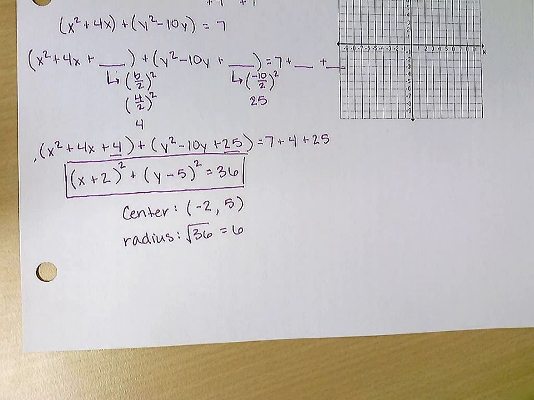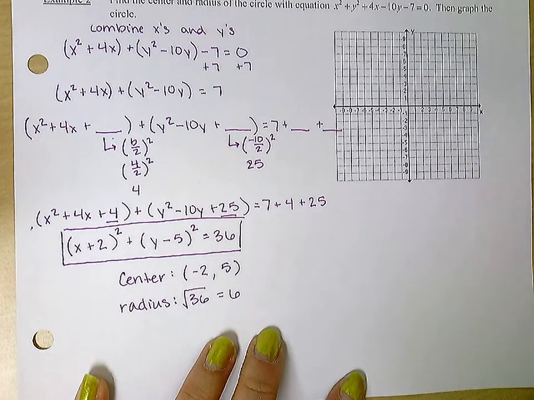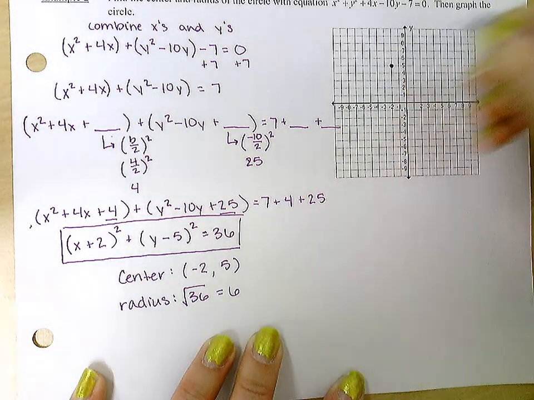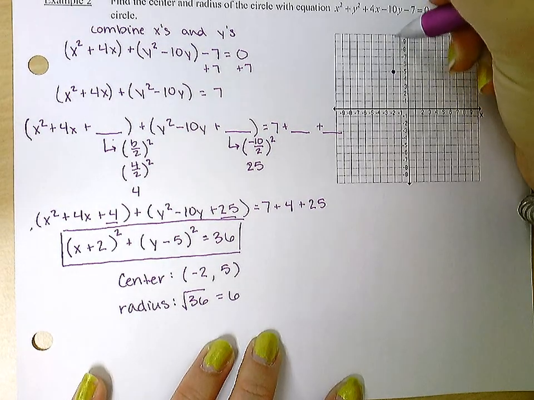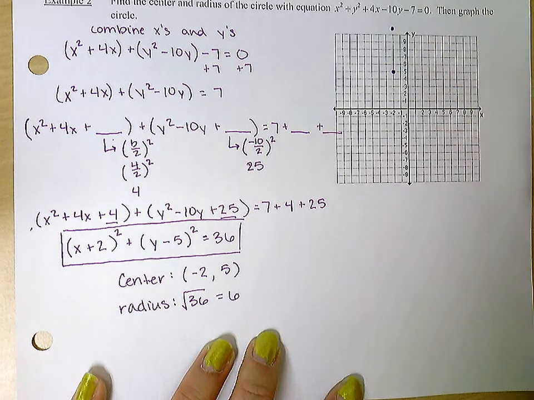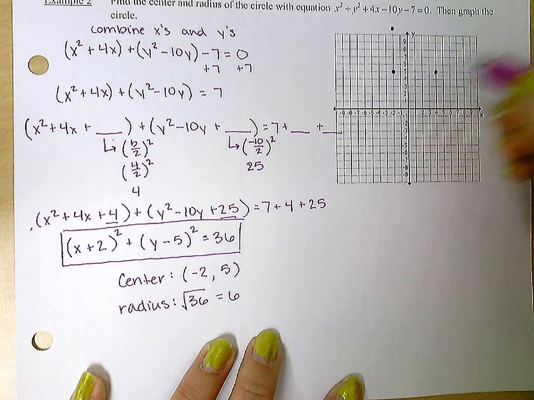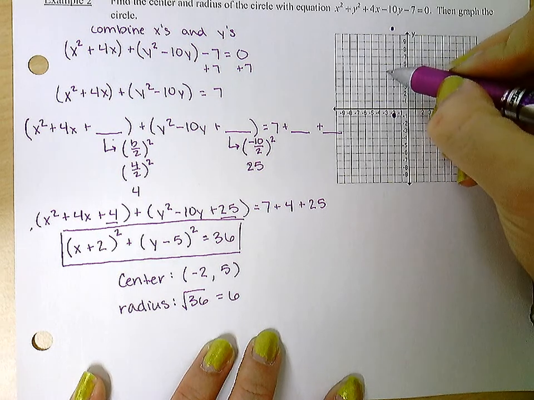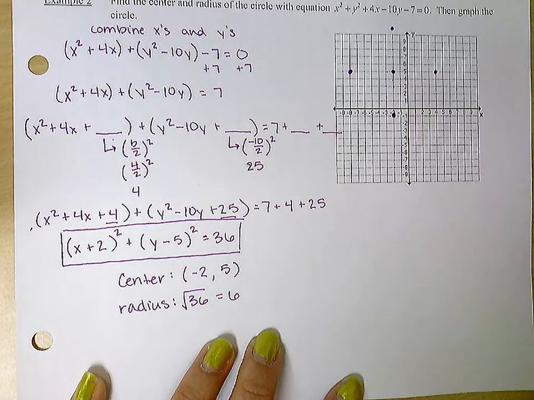Okay, then to graph it, we just need to plot our center and then count 6 units from that in each direction. Okay, so our center is at negative 2, positive 5. Okay, we'll count 6 units up. It will go off the graph by 1. Okay, 6 units to the right. 6 units down. And 6 units to the left. And then connect those outer points as a circle.